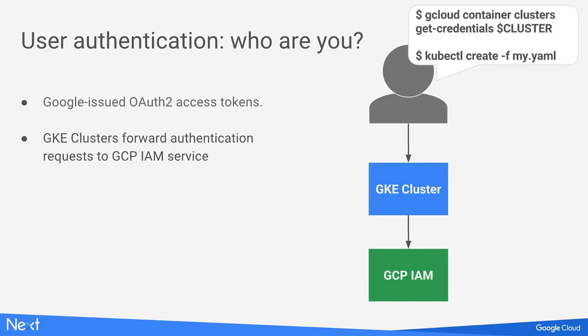When you then issue your kubectl create command, passing in some YAML file that you want to have created, what will happen is your request will be sent to the GKE cluster, the API server that's hosted for you, and it will receive that request. The Google OAuth 2 tokens will be included in there, and those will then be forwarded to GCP's IAM service to verify them. If that succeeds, then the response is passed back to the API server that runs on your cluster, and you'll then be authenticated as your identity.